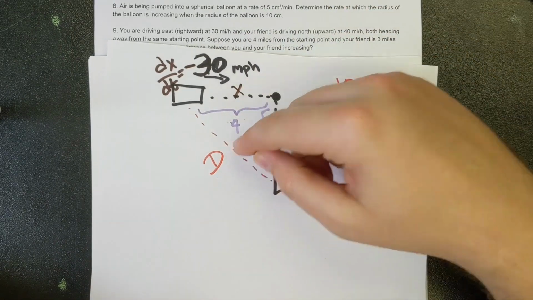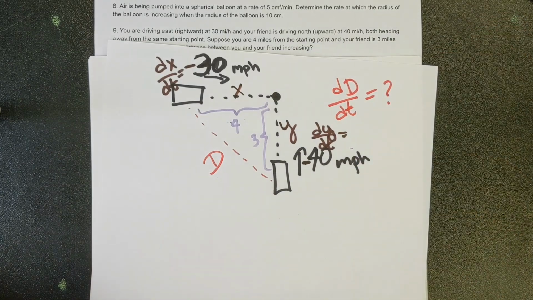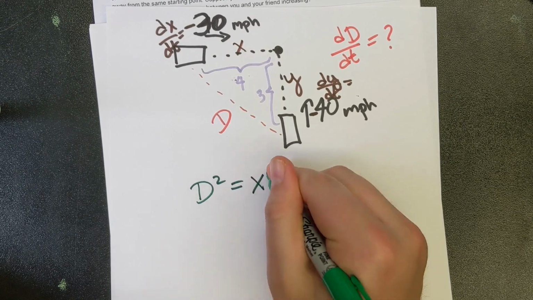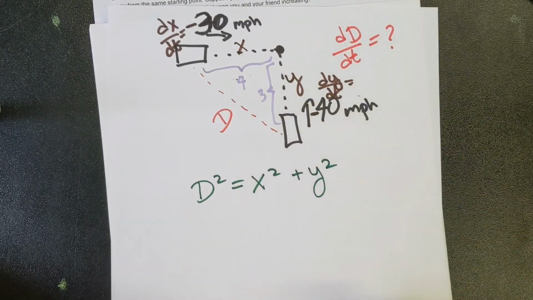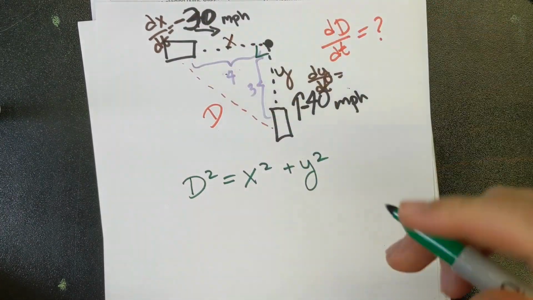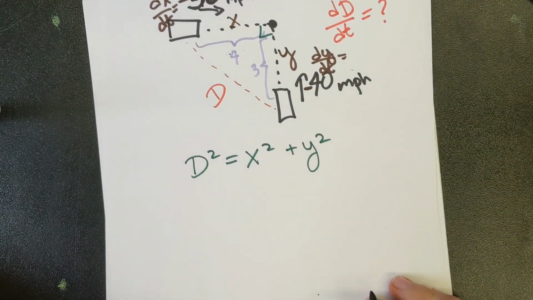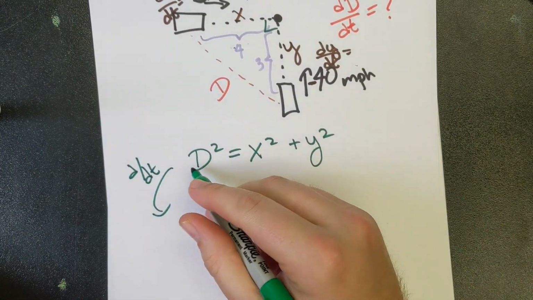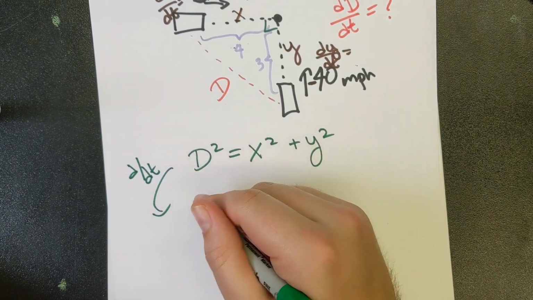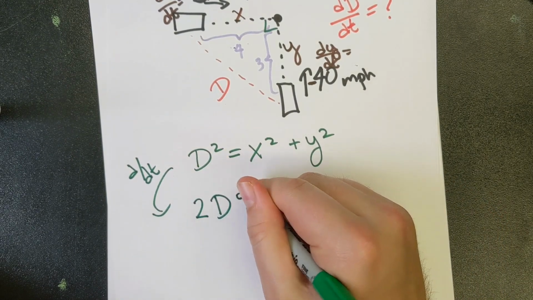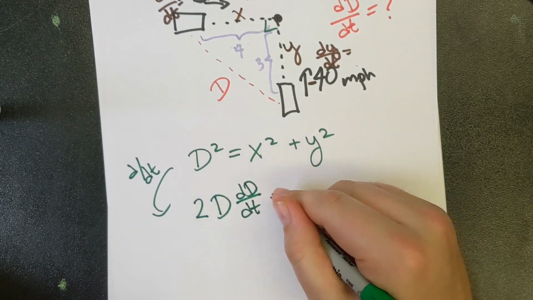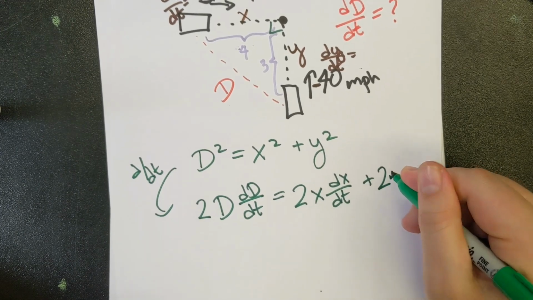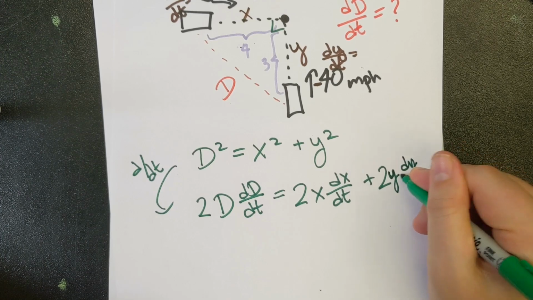So how are x and y related to distance? Pythagoras tells us that your distance squared is x squared plus y squared. This is the right triangle, so this is the Pythagorean theorem. Now we can get the rates by taking the derivative with respect to time, treating these as functions of time that change with time. You get 2D dD/dt equals 2x dx/dt plus 2y dy/dt.